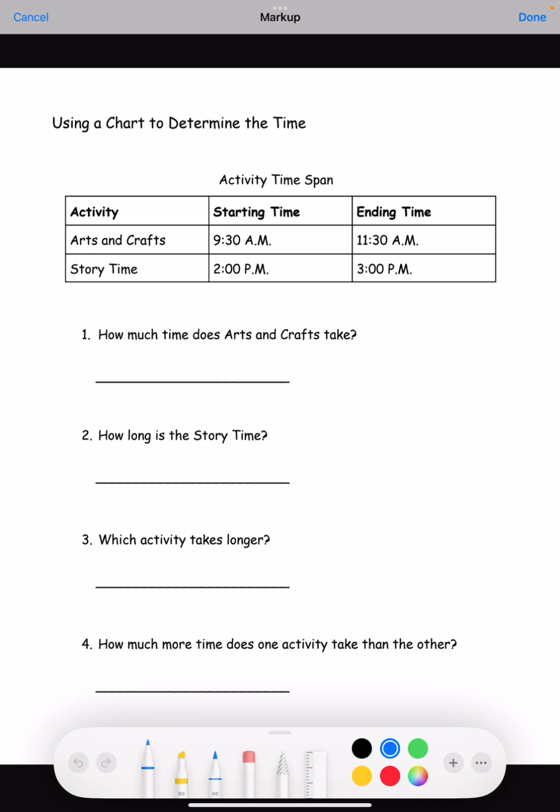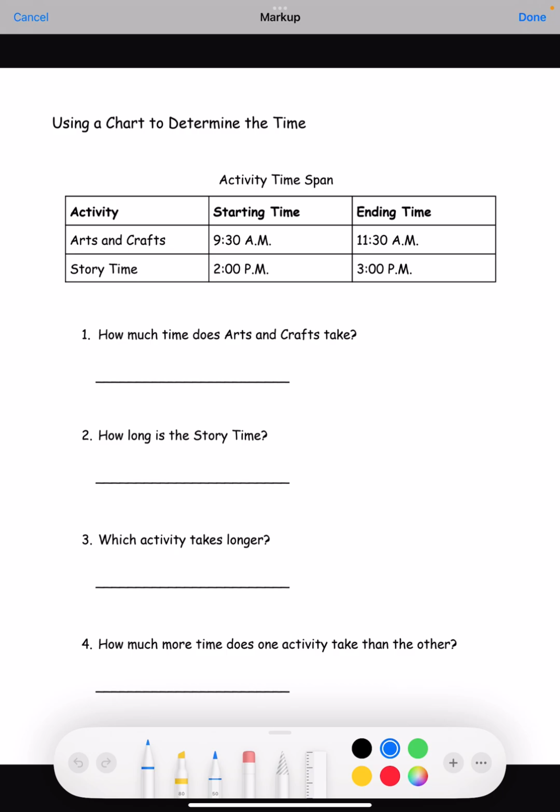Using a chart to determine the time. Activity time span. Activity, we have arts and crafts and story time. The starting time is 9:30 a.m. for arts and crafts, and the ending time is 11:30 a.m. And for the story time, starting time is 2 p.m. and ending time is 3 p.m.